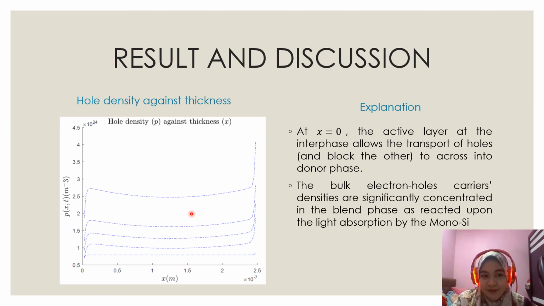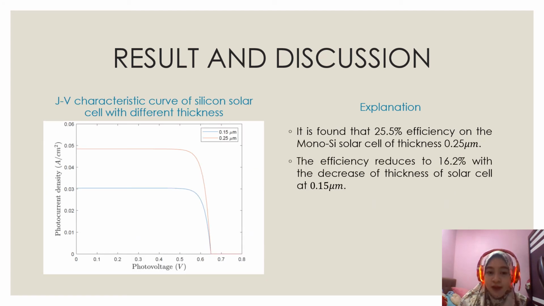For the result and discussion, for the current density versus voltage characteristic curve of silicon solar cell with different thickness, it is found that there is 25.5% efficiency on the monosilicon solar cell of thickness at 0.25 micrometer, and the efficiency reduced to 16.2% with the decrease of thickness of solar cell to 0.15 micrometer.